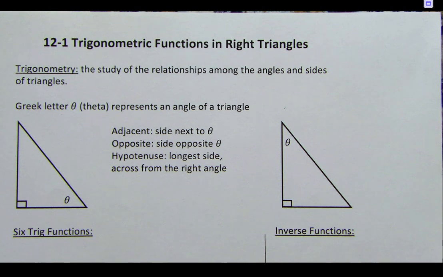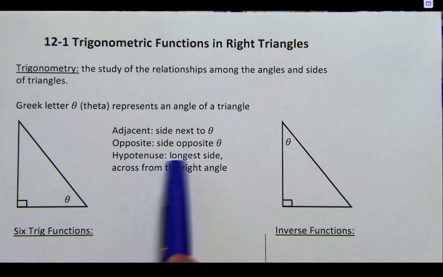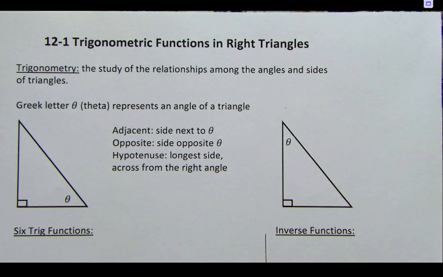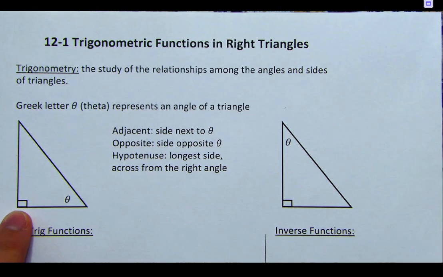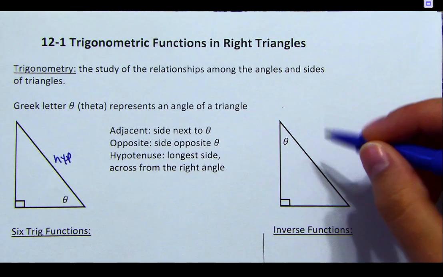Now, we have to be able to identify the sides of a triangle in order to use our trig functions. So the sides that we're talking about are adjacent, opposite, and hypotenuse. The hypotenuse is always the easiest to identify because it's going to be the longest side and it's always across from the right angle. I have two pictures here, and in both pictures, our side across from our right angle, so remember this little box here means right angle, is going to be the hypotenuse.